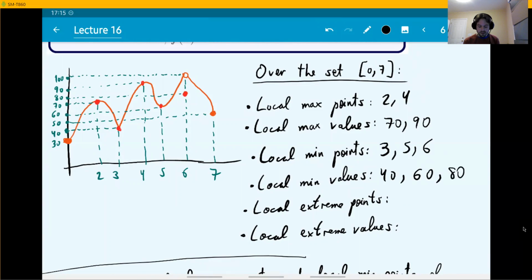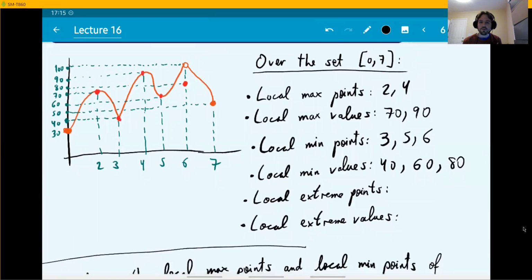All right. Local extreme points, that's either the local maximum points or local minimum points. So you consider 2, 4, 3, 5, and 6. We don't have to give them in order, just listing them and the values 70, 90, 40, 60, and 80. So this is the concept of a local extreme point and value.